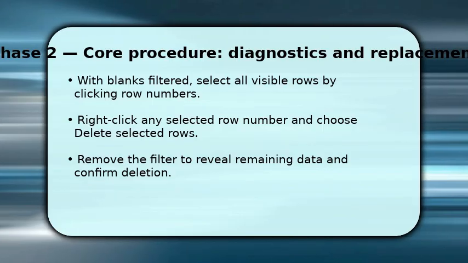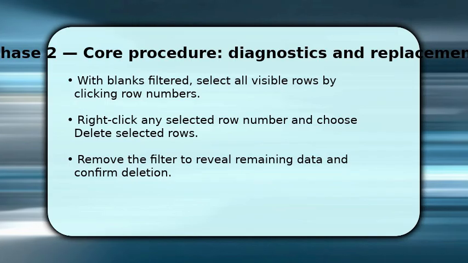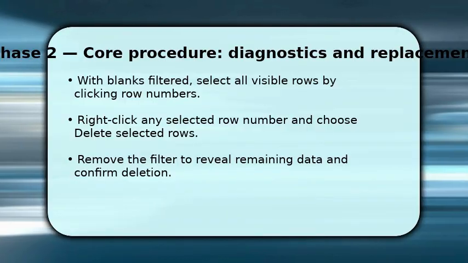Once the blanks are filtered and visible, click the first visible row number, hold Shift, and click the last to select all filtered rows. This ensures you only target those results. Right-click any selected row number and pick Delete Selected Rows. Google Sheets removes entire rows, keeping your structure intact.